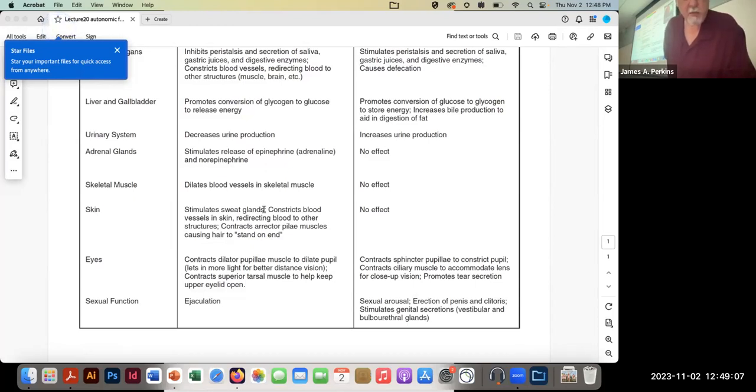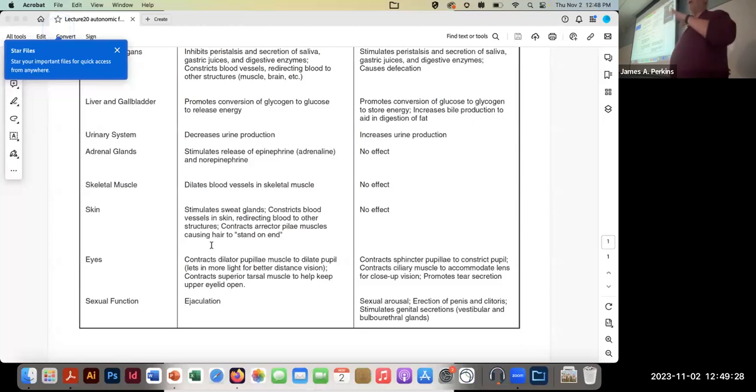It constricts blood vessels in the skin, which directs blood to other structures. And it also innervates what are called the erector pili muscles, which are little muscles that attach to the base of the hair follicles of all the hairs on your body, and it makes your hair stand up on end. And also gives you goosebumps as a consequence.